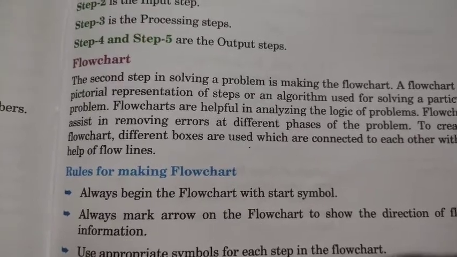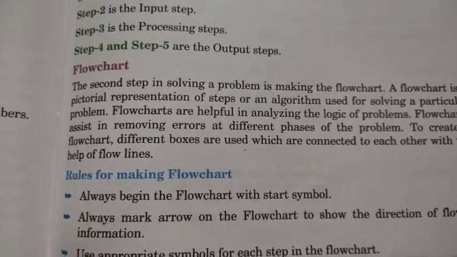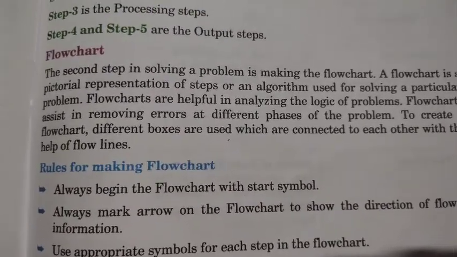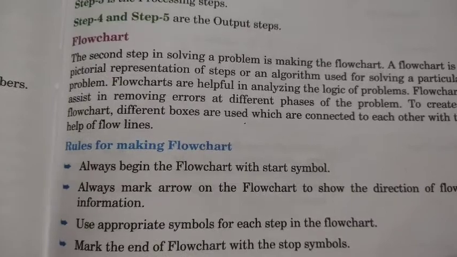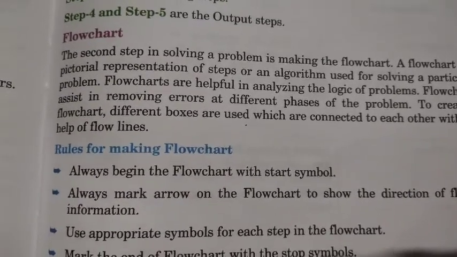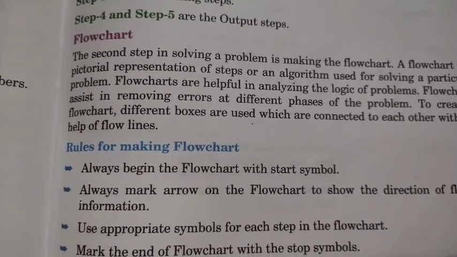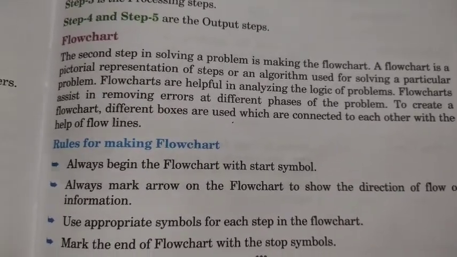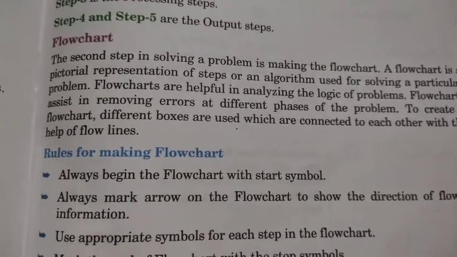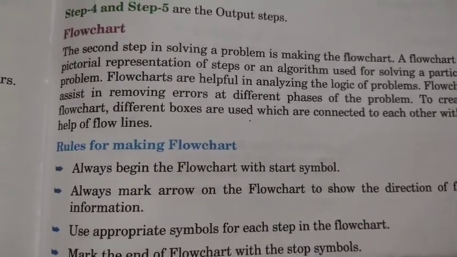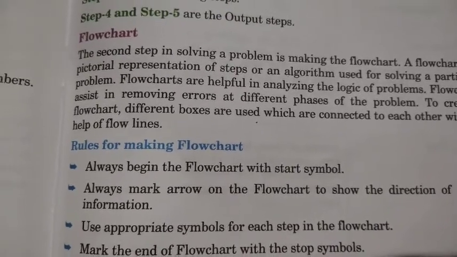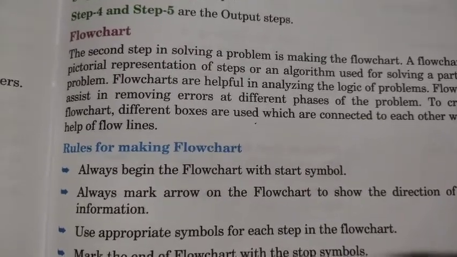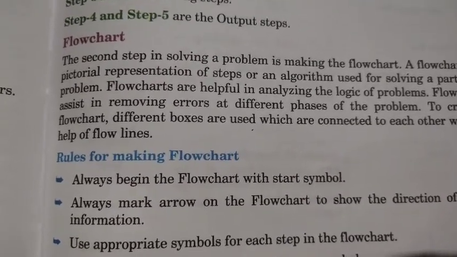Rules for making a flowchart. Always begin the flowchart with the start symbol. I already informed you in the algorithm also. Always begin flowcharts with the start symbol. There is a symbol, or in other words, a picture. Always mark arrows on the flowchart to show the direction of flow of information. So here you must mention that the arrow must be shown. So the step is going to the right side, the step is going to the left side, the step is going to the down side.